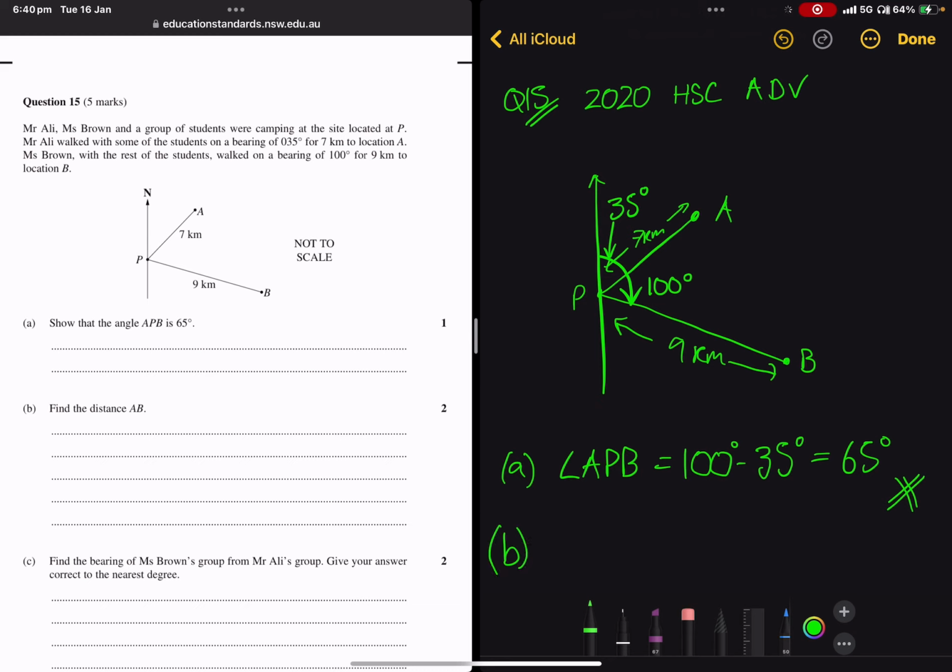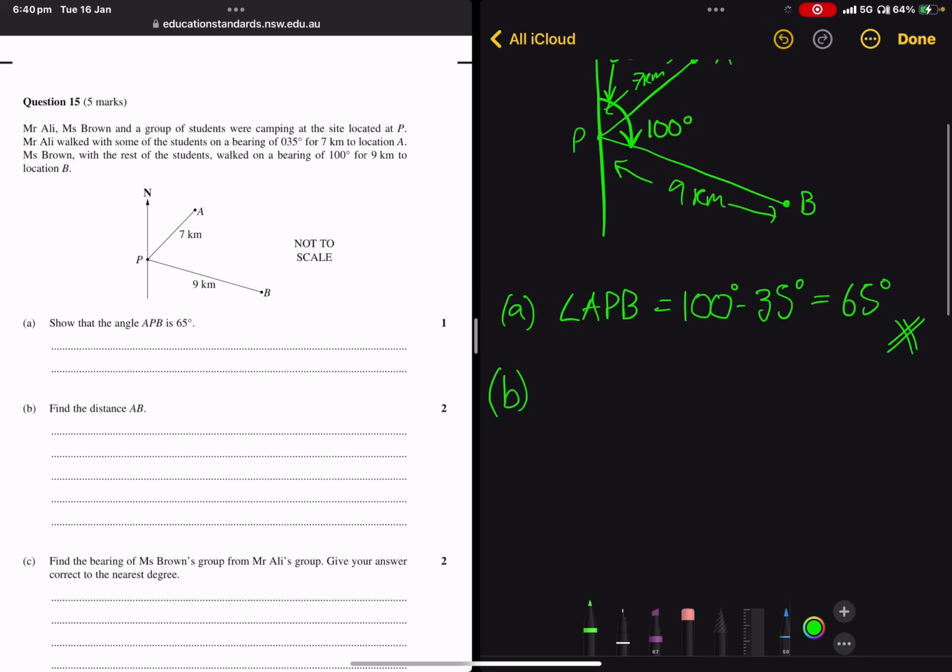Question B, find the distance AB. All right, so this can be done really easily. I'm going to redraw a slight variation of this diagram with the information we now have, going from P to A over here, going from P to B down here, and then the connection between A and B looks like this. So this is A, this is B, this is P. We know this is 65, we know this is 7, we know this is 9. Now we've been asked to find AB, which is this length over here.